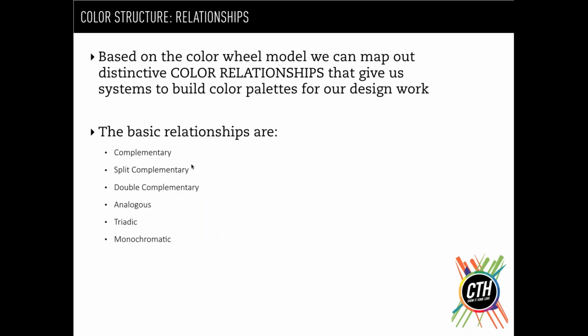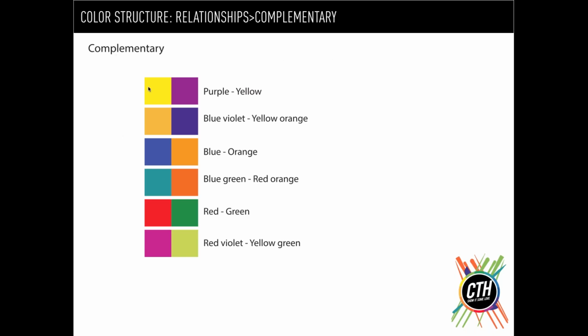Color relationships based on the color wheel. We're going to go through these quickly, but this is what you're going to do with your hero portrait. You're going to create each of these color relationships. So complementary, split complementary, double complementary, analogous, triadic, and monochromatic. First, you got complementary. Now, these are colors that are opposite each other on the color wheel.